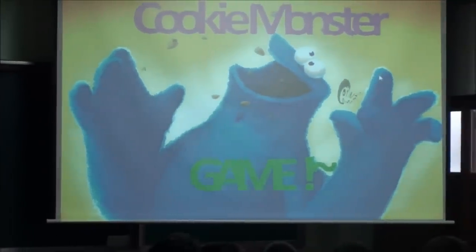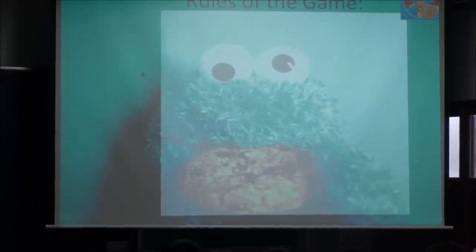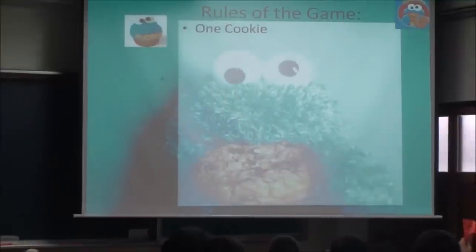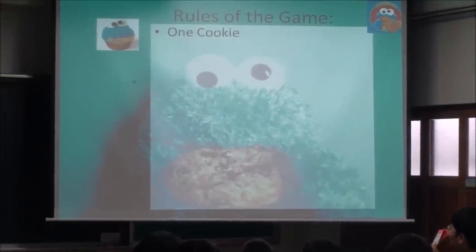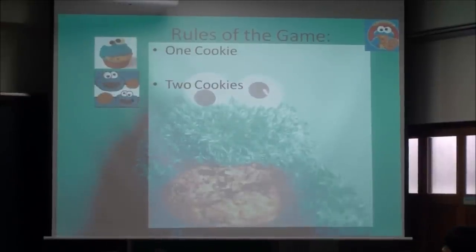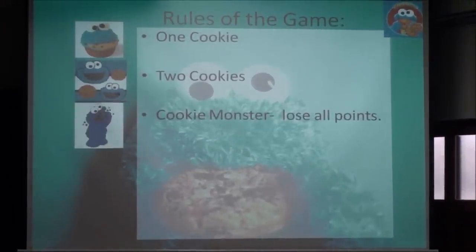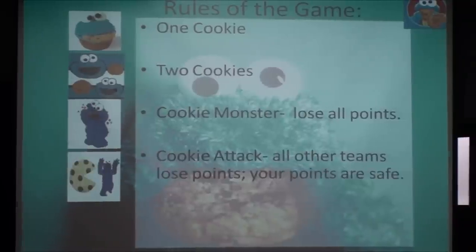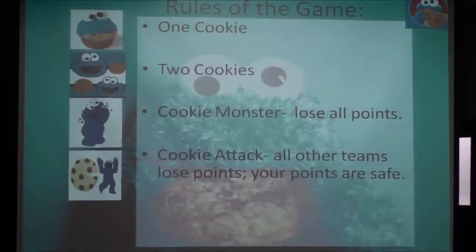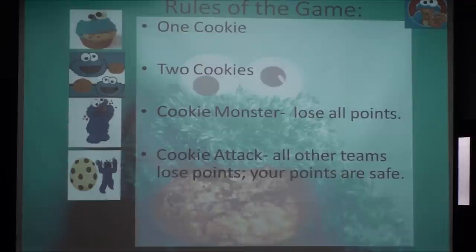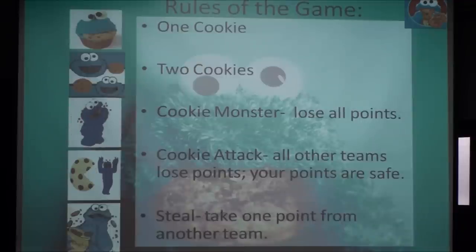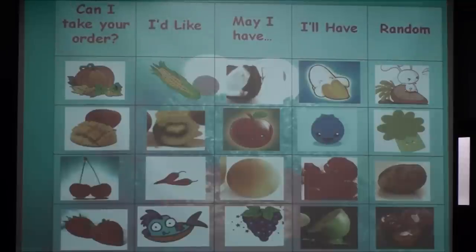Okay, this is the Cookie Monster game. Here are the rules of the game. One cookie, 1 point. Two cookies, 2 points. Cookie Monster, you lose all your points. Cookie Attack, other teams lose their points, but your team's points are safe. And in the last one, you get to steal 1 point from another team. So this is how we play.